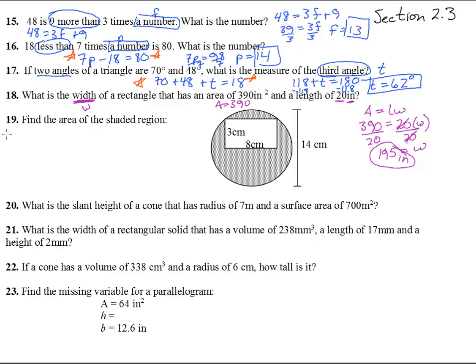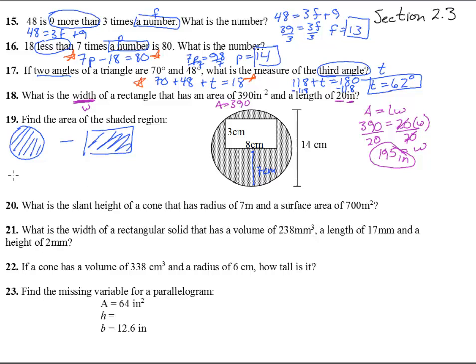Next one, number 19. Find the area of the shaded region. Now notice that this is just like taking a circle and then subtracting out the rectangle. So that's exactly what we're going to do. This circle has a diameter of 14 centimeters. That means if you were to take and go from here, you have 7 centimeters.